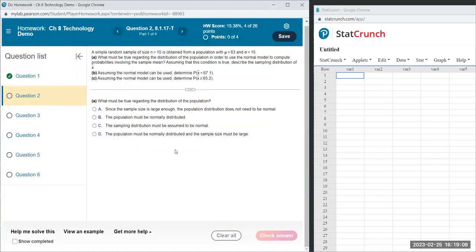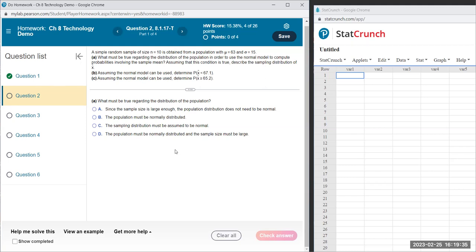Question number 2. A random sample of size 10 is obtained from a population where the mean is 63 and the standard deviation, or the typical deviation, is 15. So let's say you're getting groups of size 10 and you're asking what the typical retirement age was. So the average retirement age is 63, give or take 15 years.